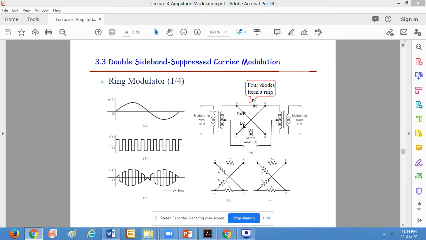This is the transformer over here. On one side, we have the message signal m(t). On the other side, we have the carrier. This is the message signal that we want to transmit, and this is the high frequency carrier. This is the double sideband suppressed carrier, in which the amplitude of the carrier is modulated with respect to the message signal.